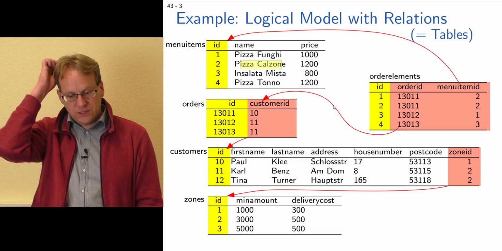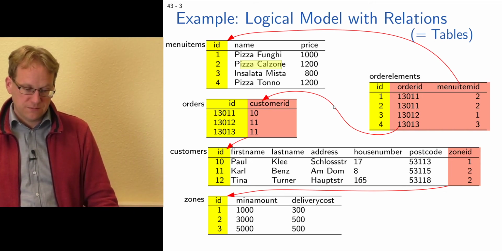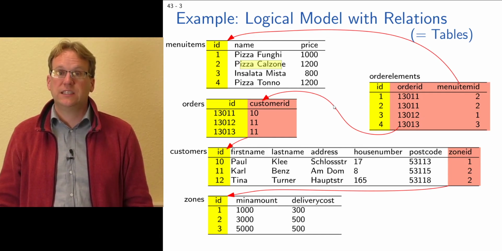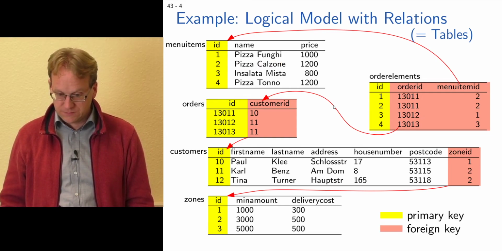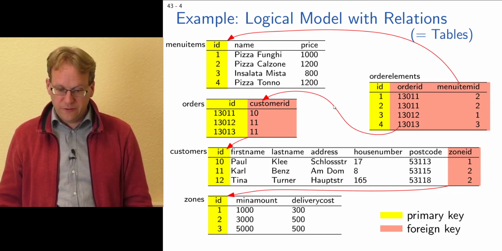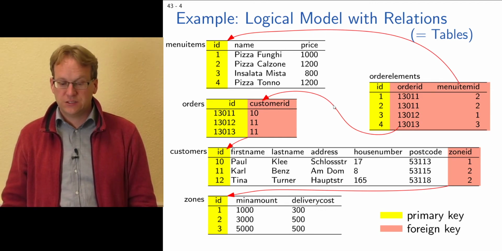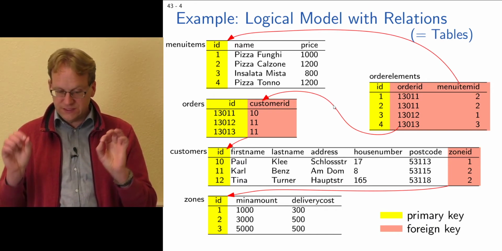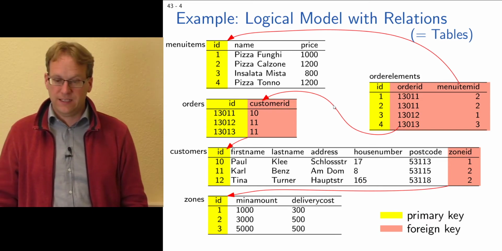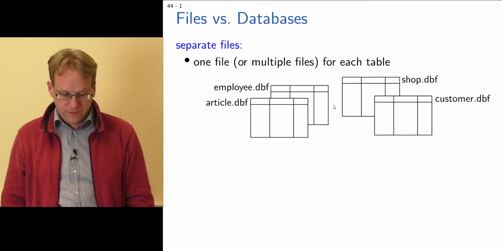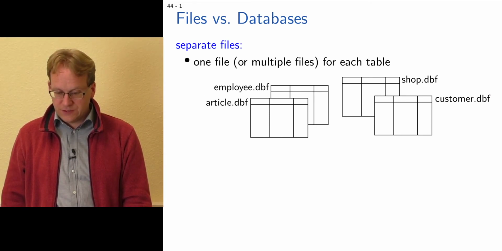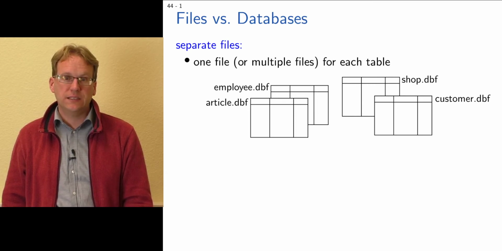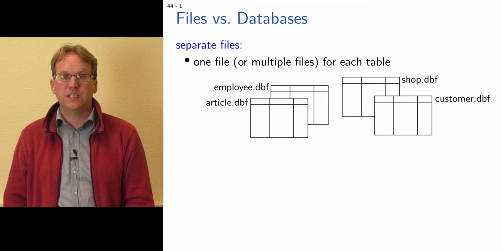So that is now a full implementation of our conceptual model in terms of a relational database using these 5 tables. And again, in yellow, we see the primary key of each table, allowing us to identify each row. And in pink, you see these foreign keys, which are actually references to primary keys of other tables. Well, that is how to get from a conceptual model to a structure of a relational database.